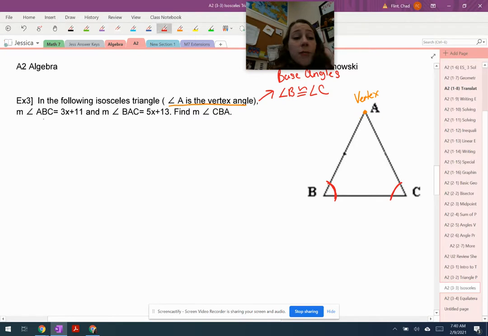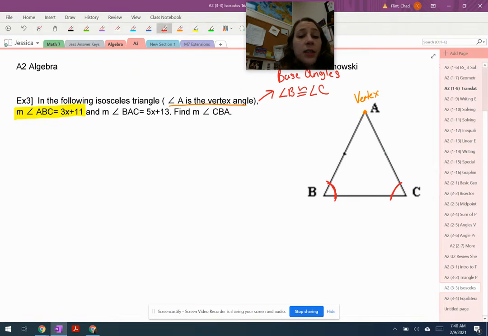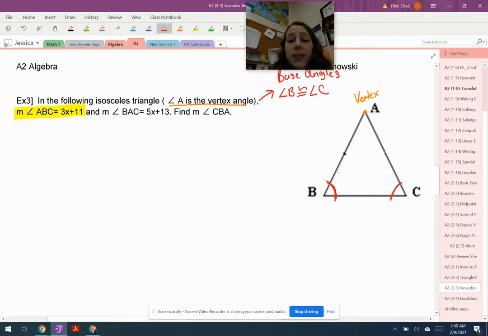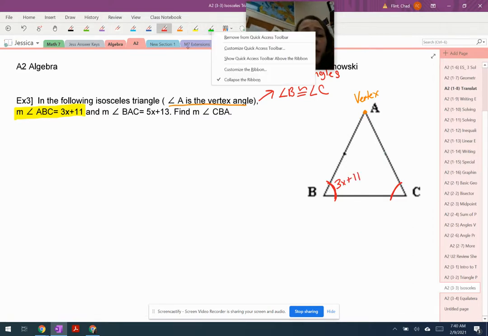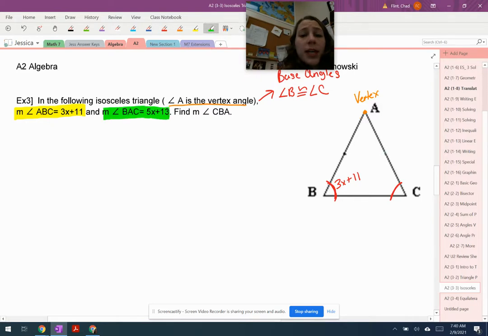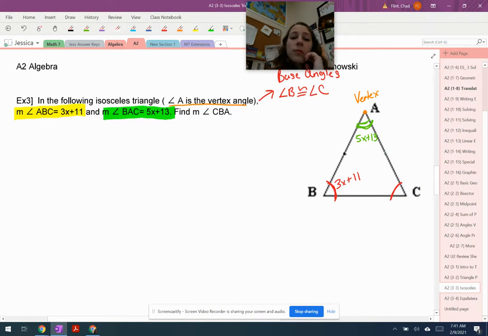Okay, so they give me the measure of angle ABC is 3x plus 11. So ABC, that's this guy right here, 3x plus 11. And then they give me BAC, which is this guy up here, which would be 5x plus 13. And find the measure of angle C.